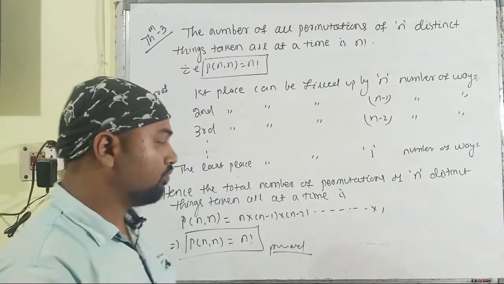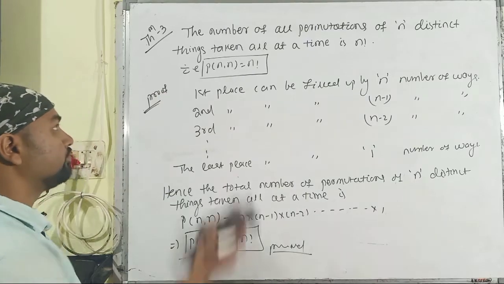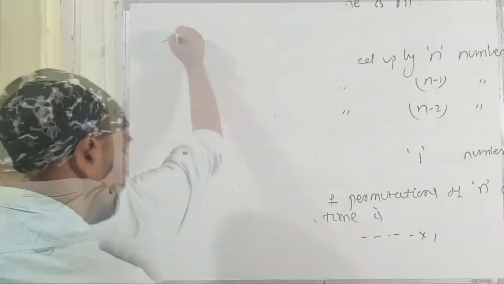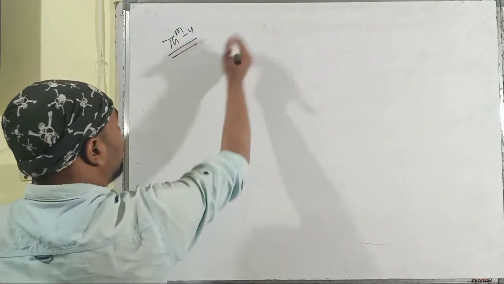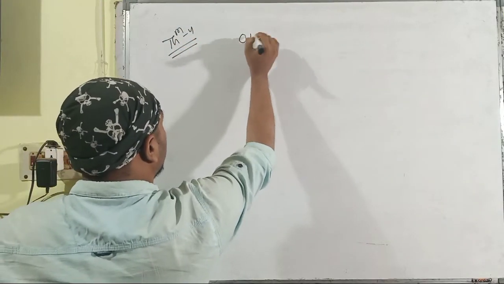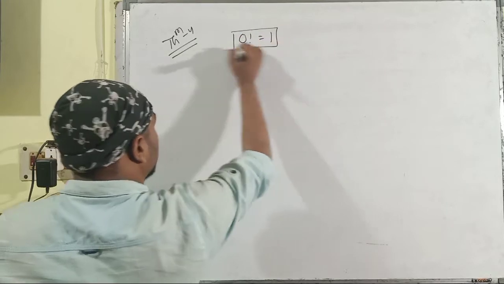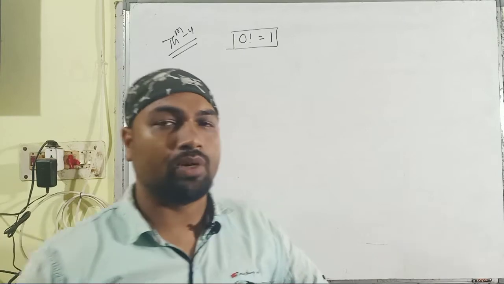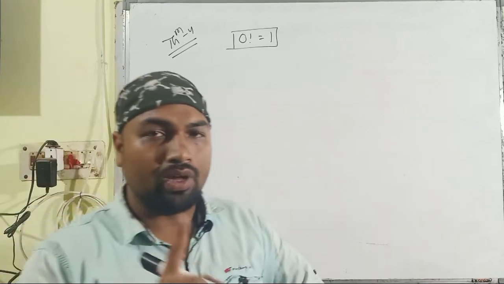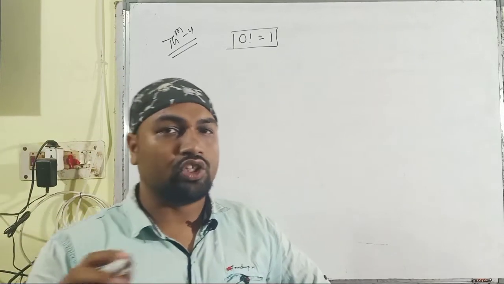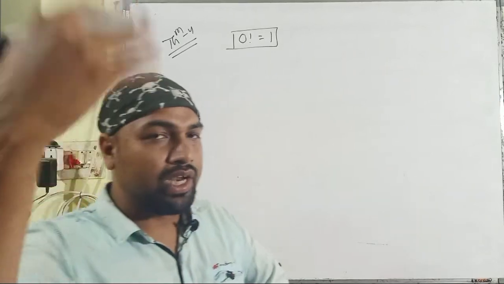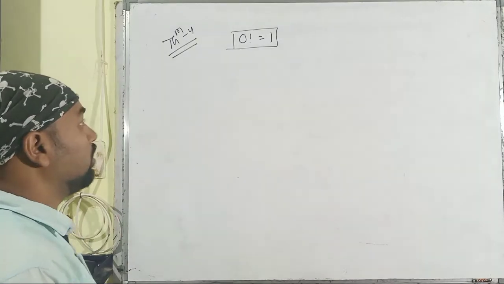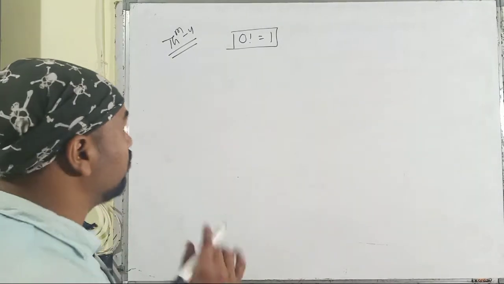Then moving towards theorem number 4. Theorem number 4 tells that we have to prove that 0 factorial is equal to 1, because in the very first topic of the chapter permutation and combination, the beginning topic of factorial, I have already told that 0 factorial is equal to 1 and that we have to prove it in a later part in the permutation topic. So here it is time to prove that the value of 0 factorial is equal to 1.